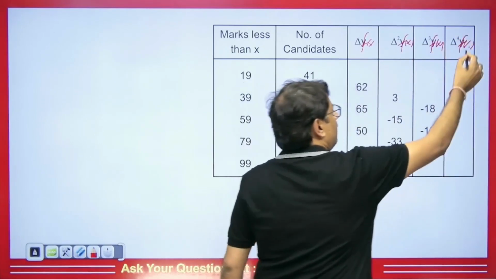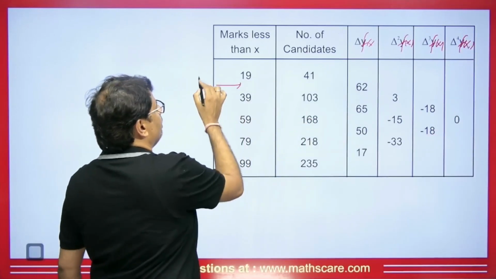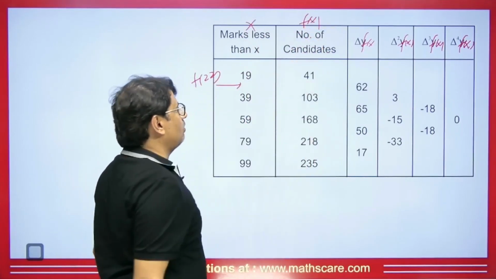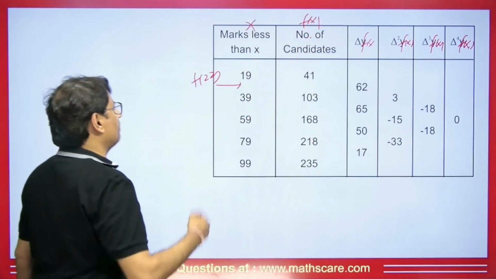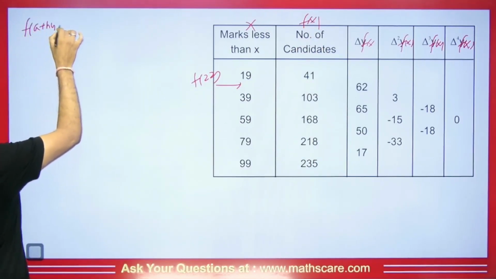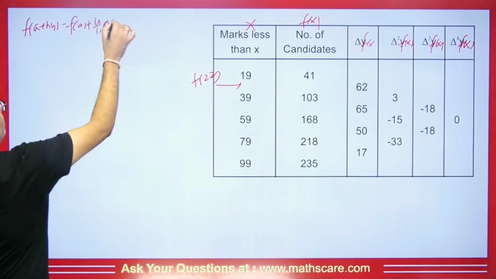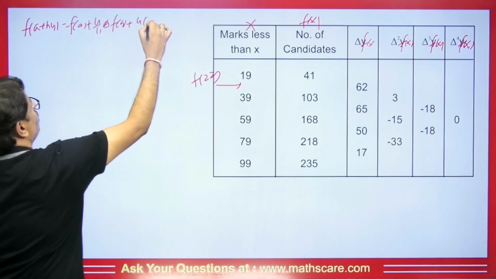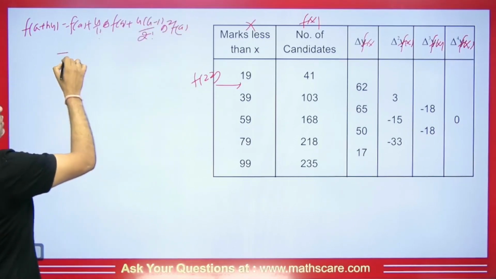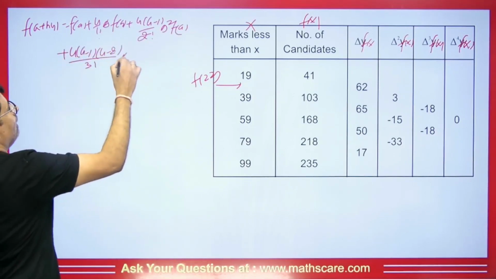Clear, students? Now you are asked how many students scored below 22. Means we have to find the value of f22, so this is x and this is fx. The formula that will be used here is Newton forward. So f(a plus hu) is equal to fa plus u upon 1 factorial del fa plus u into u minus 1 upon 2 factorial del square fa, plus u into u minus 1, u minus 2 upon 3 factorial del cube fa.